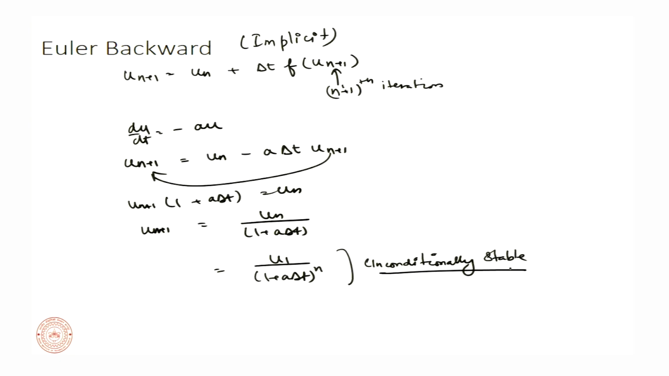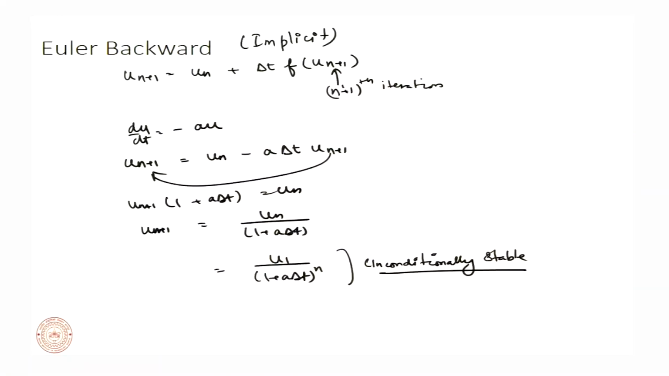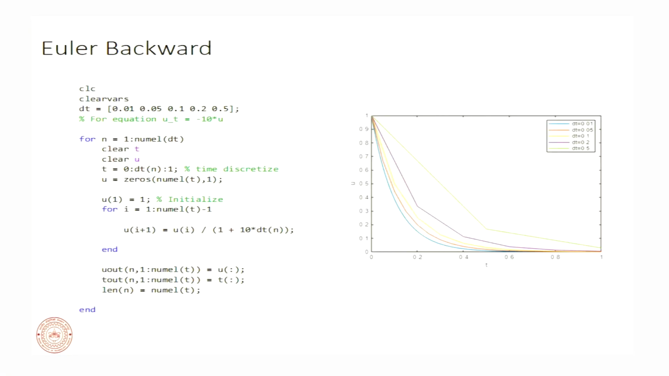Unconditionally stable means you can select any value of delta t, it will always converge because it is 1 over 1 plus a delta t. So, it is always more than 1 in the denominator. Delta t will always be positive, a is positive. In that regard, the solution will always converge. Okay. This is again the same example. We have 1 over 1 plus 10 delta t to the power of n. We can see that for all the values of delta t, although we are getting very poor solutions in the case of dt equals 0.5, the solution is still converged. You are not getting a solution that is going to blow up.